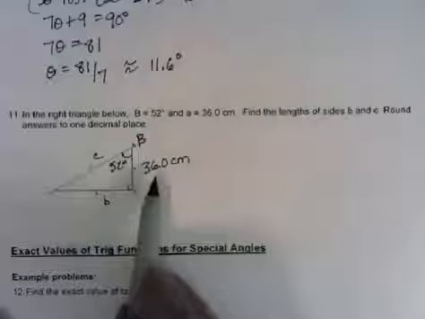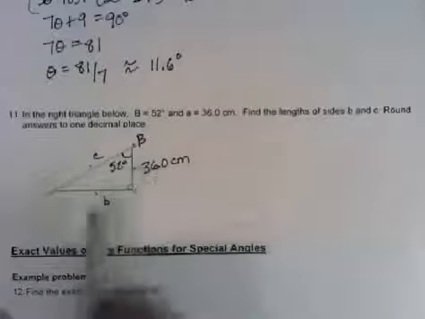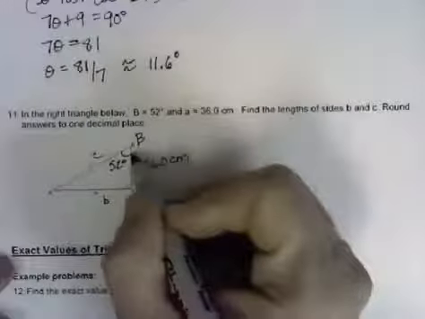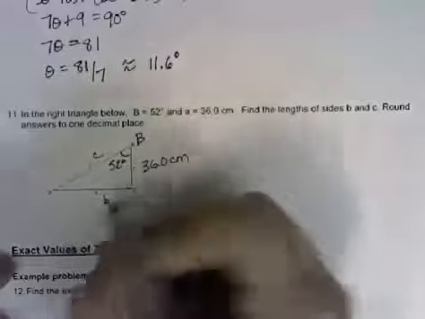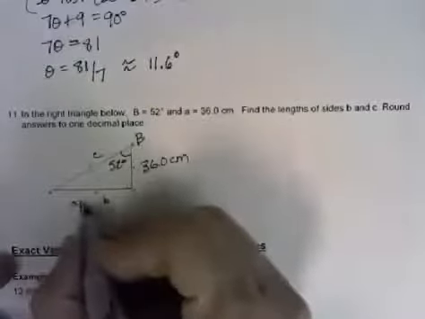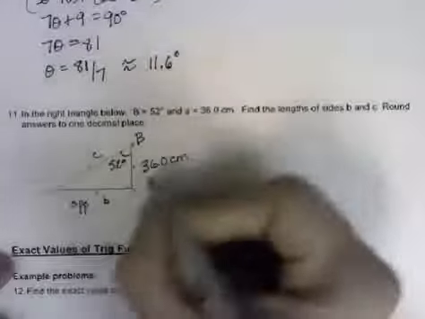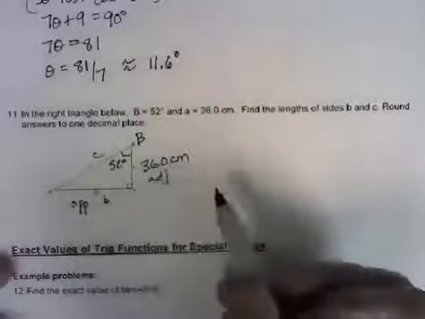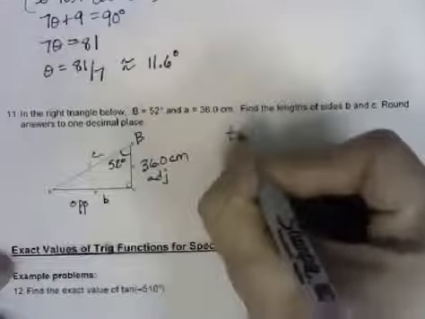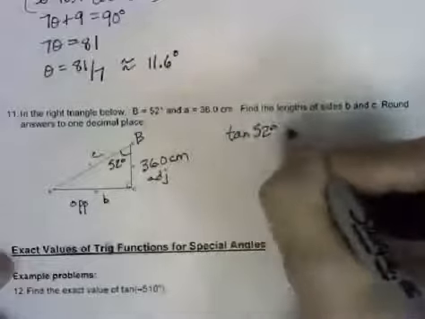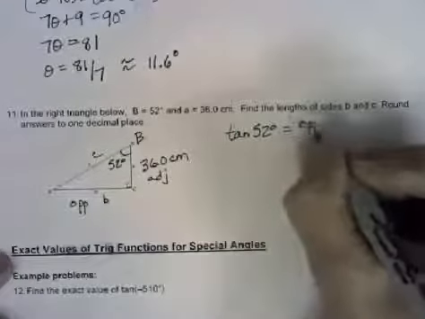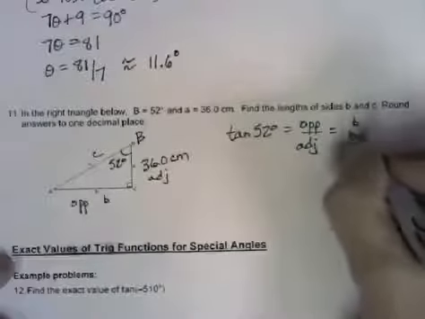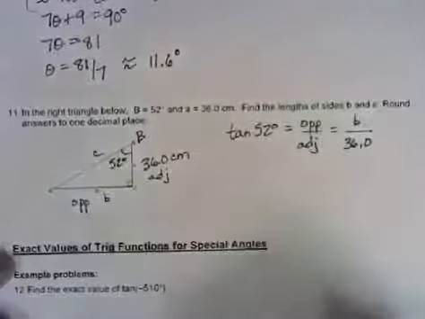For this, since I only have the length for one side, I'm going to have to use a trig ratio to find the other two sides. If I'm going from angle B, then side B is the opposite. And the one that I do have, the A, is the adjacent. The trig ratio that involves opposite and adjacent is tangent. Tangent of 52 degrees is opposite over adjacent, which would be B over A, or B over 36.